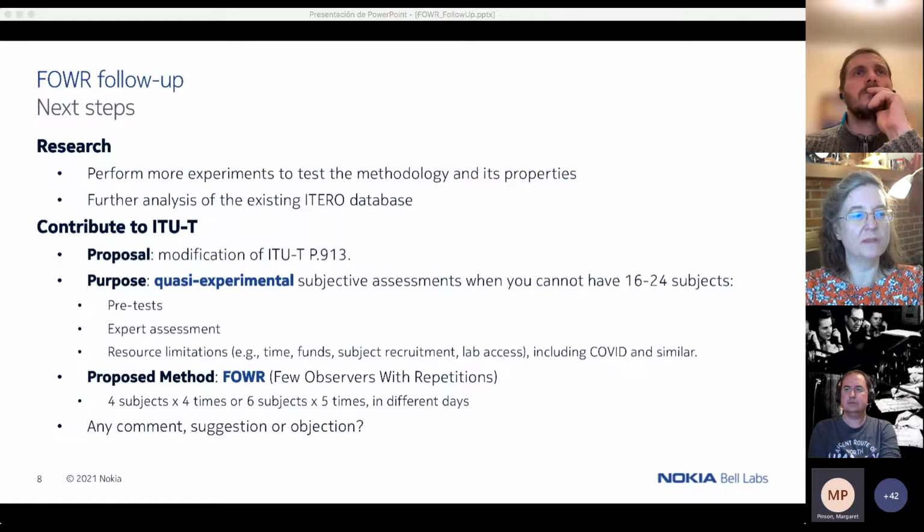So although I don't think the 4 subject method is as valid or correct as actually doing 16 to 24 subjects, my opinion is it's certainly a good choice for the situations that Pablo pointed out, where you can't do 16 to 24 subjects. You can trust that these results are fairly close to what you would get. Thank you.